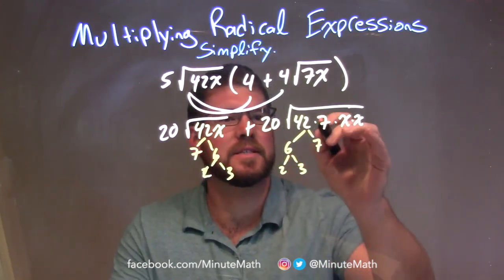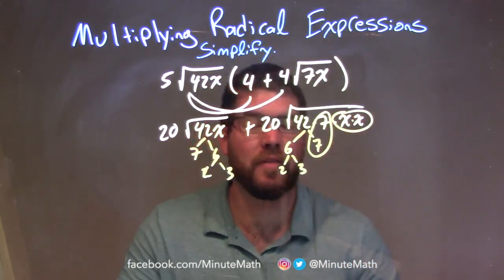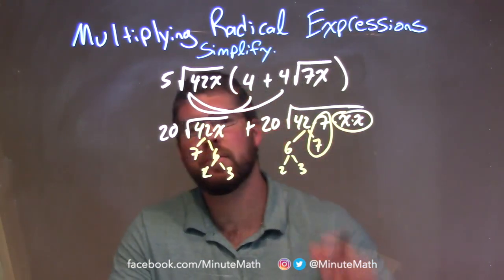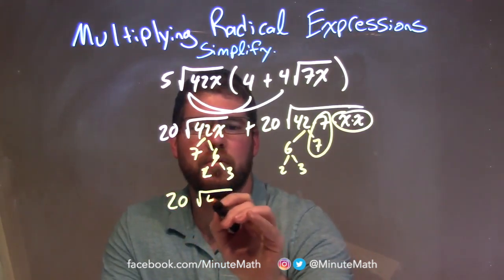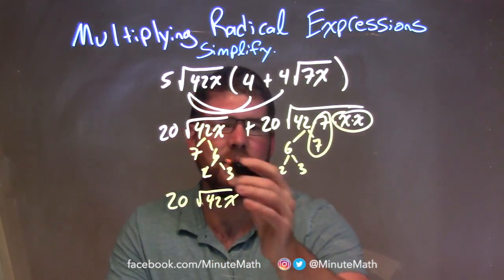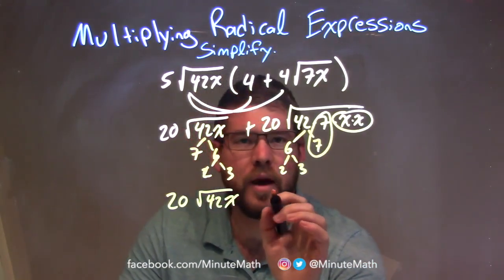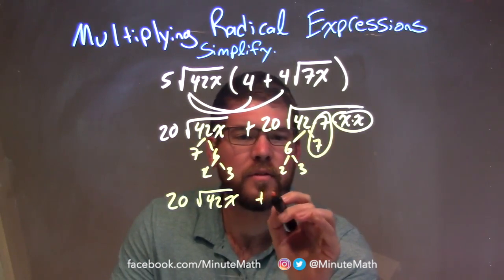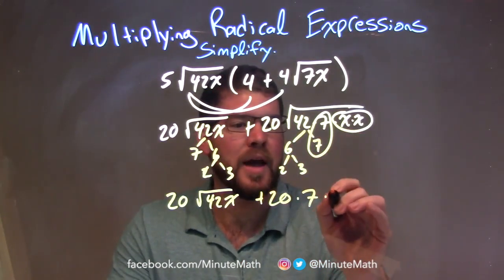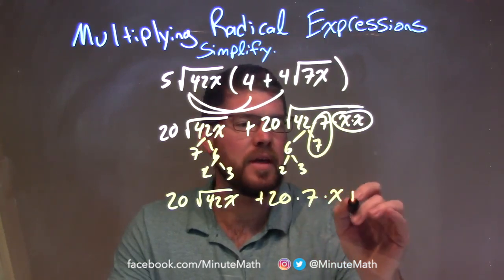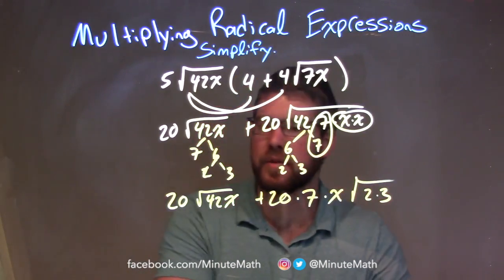What I can see here is I see a pair of 7s. And for that matter, I also see a pair of x's, okay? So when we simplify this, the left one here just becomes 20 square root of 42x. Just stays like that because we can't really circle any pairs, so we're going to keep it as a square root of 42x. But this one here, plus 20, we're going to bring out one of the 7s and bring out one of the x's, okay? And inside the square root, we're left with 2 times the 3, the 2 Lone Rangers right there.